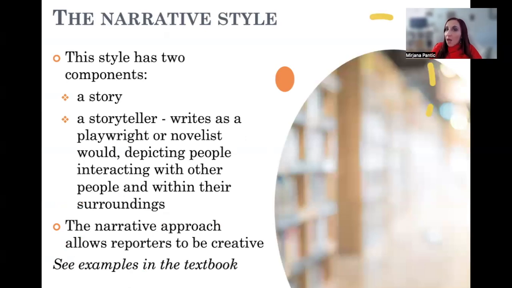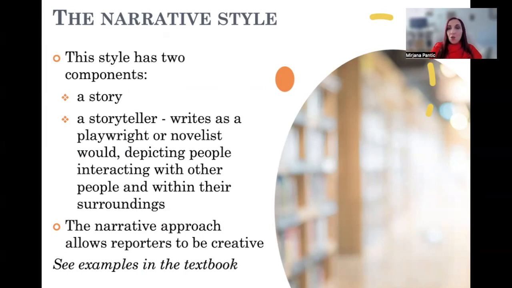In the narrative style, there are two components, a story and a storyteller. What does it mean? A storyteller writes as a playwright or novelist would. The storyteller depicts people interacting with other people and within their surroundings. So the descriptive part is emphasized in the narrative approach, and it allows reporters to be creative in their writing.